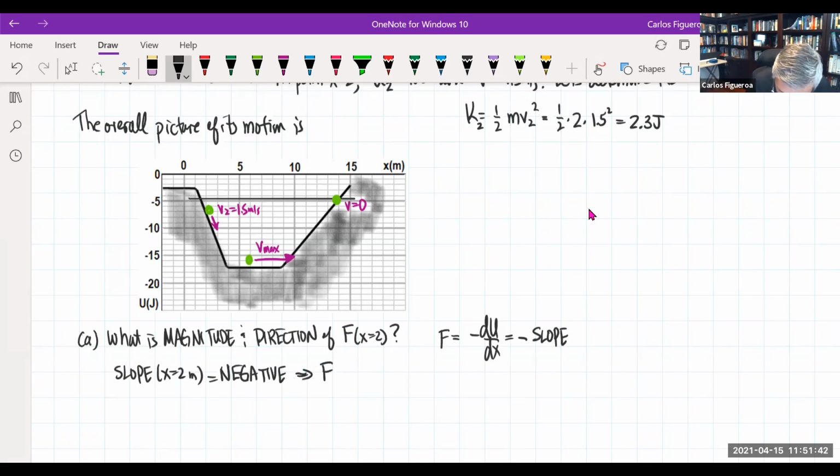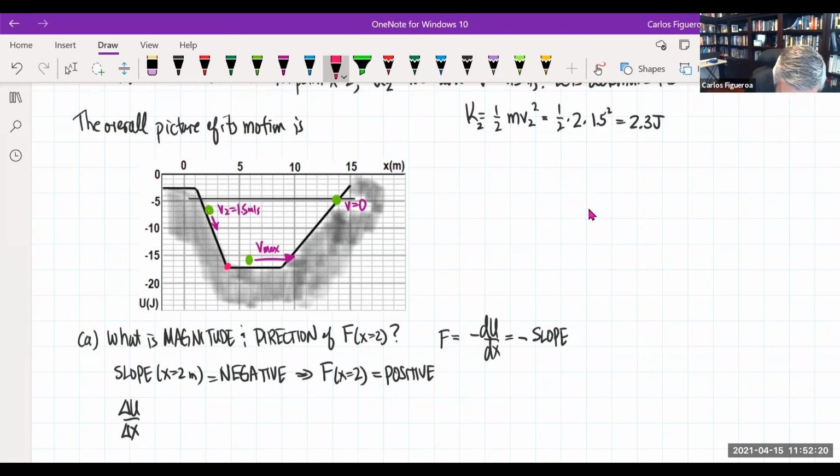Therefore, the force at x equals 2 must be positive. So to get its magnitude, we need to get the slope value. If I look at the slope value, I have to calculate delta U over delta x. Well, I just have to pick two points. Let's pick this point right here, and let's call this point at 4.